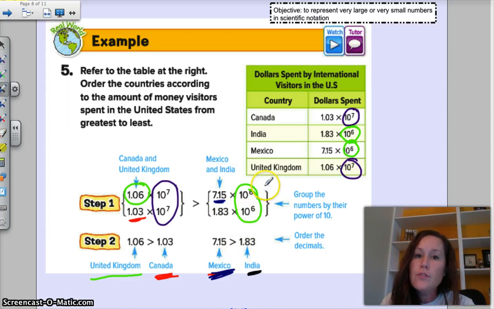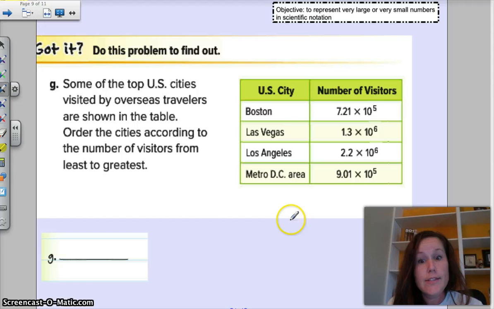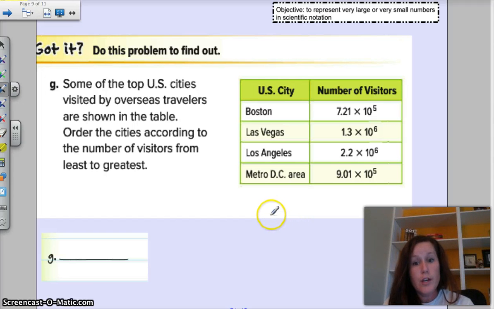If you cannot do this by just looking at the scientific notation, move those decimals and order them like you would normally with regular old real numbers. So I want you to go ahead and try this out on your own. Pause the video, try it on your own. When you come back, we'll have the answer.